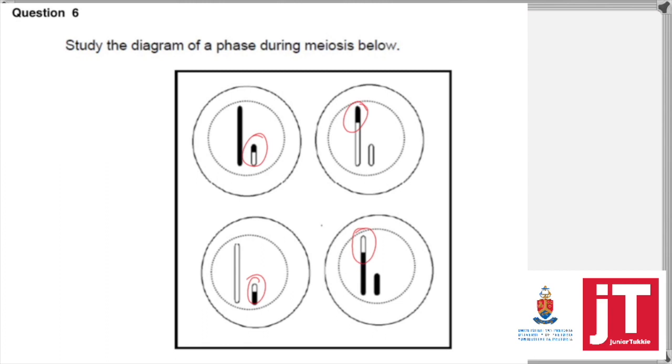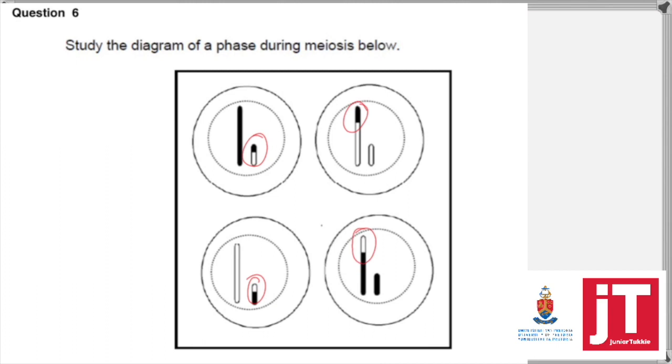So we don't get much context to this question, but we can notice something very unique about these cells. We can see that there are 4 of them. We've got 2 unreplicated chromosomes in each of these cells, and they are bound by a nuclear membrane. Now, it says, study the diagram of a phase during meiosis below. So now the context says that these 4 cells are part of meiosis.